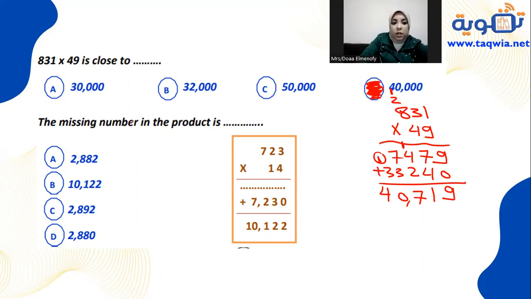Okay, the missing number in the products. So here we have to multiply this number by 4. So 3 by 4 equals 12, 2 and carry up 1. 2 by 4 equals 8 plus 1 equals 9. And 7 by 4 equals 28. So it's 2,892. This is the missing number. And here we use the standard algorithm like we made here.